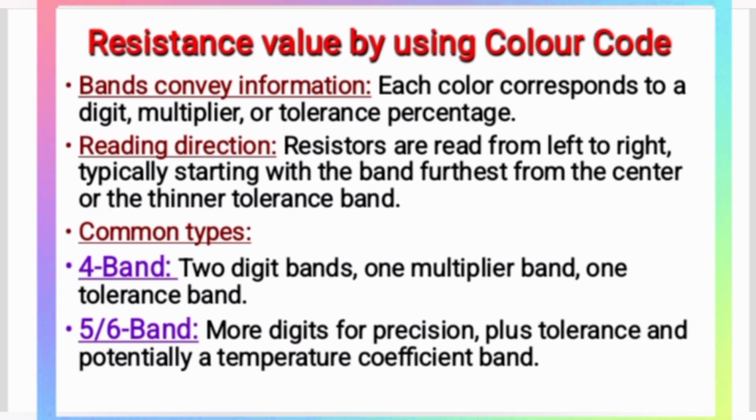Bands convey information. Each color corresponds to a digit, multiplier, or tolerance percentage. Reading direction: resistors are read from left to right, typically starting with the band furthest from the center or the thinner tolerance band. Common types: 4-band resistors, 2 digit bands, 1 multiplier band, 1 tolerance band. 5/6 band resistors, more digits for precision, plus tolerance and potentially a temperature coefficient band.